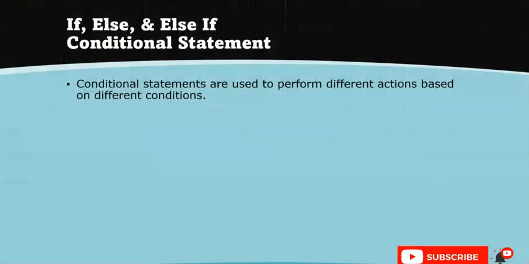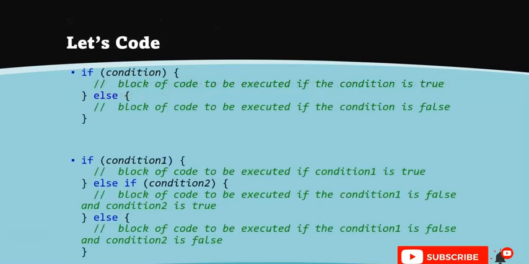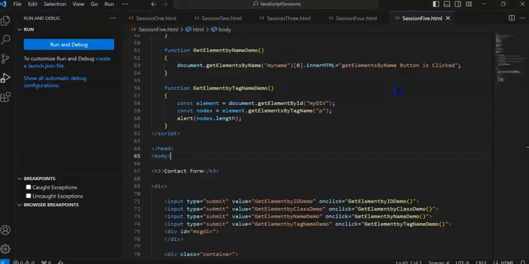Conditional statements are used to perform different actions based on different conditions. If something happens, then something will happen, or else if this condition is satisfied something else will happen, or at last else will happen. We'll check this. As you know, I am following this Visual Studio Code JavaScript session, and I'm giving the link in the Google Drive for you to download.